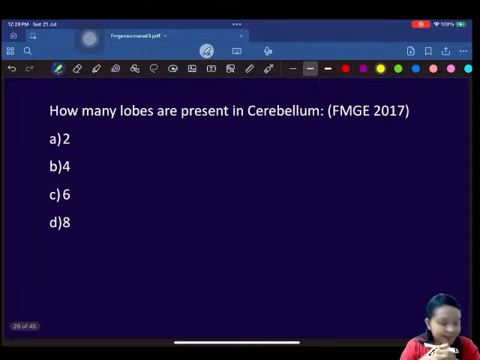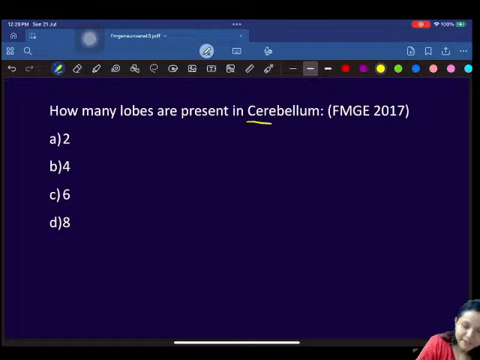Now next, let us come to the cerebellum. We have studied so much about the cerebrum and the development. Let us come to the cerebellum. How many lobes are present in the cerebellum? Anybody who wants to answer this? Very easy, but a very tricky question. Just see here, they have mentioned cerebellum, not cerebellar hemisphere. So what is the answer here? Anyone in the chat?